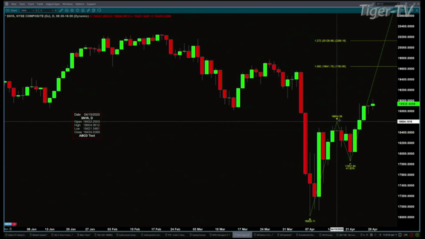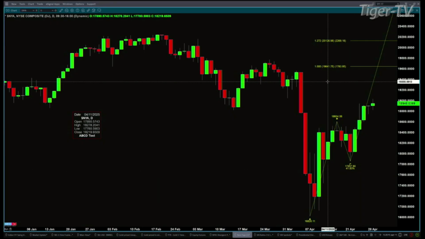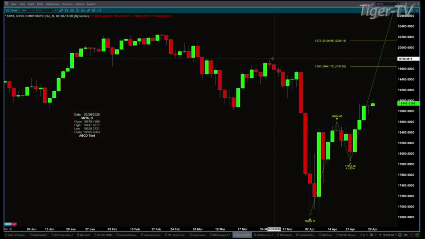But here, if we take a look at the B point of this A to B equals CD, it was the high from April the 15th. Now, I don't have volume for this index, but we closed just above 18,604.06 last Wednesday, April 23rd. And that triggers an A to B equals CD pattern to the upside. That suggests that what the New York Stock Exchange wants to do is move up towards the 19,641-ish level, or really get back into the highs from March 25th. So we've got that pattern to take a look at.